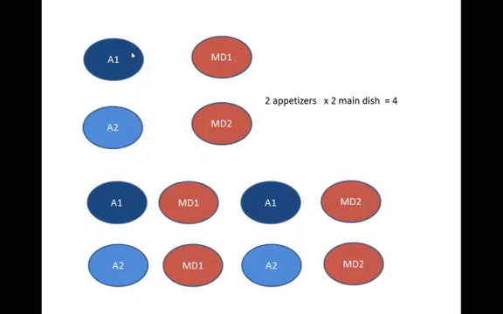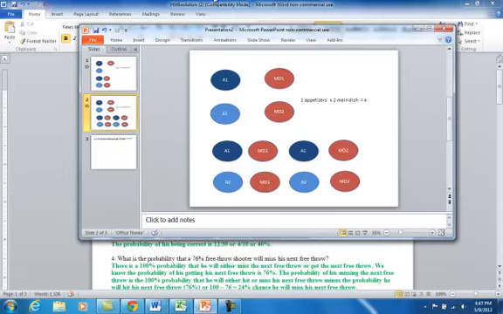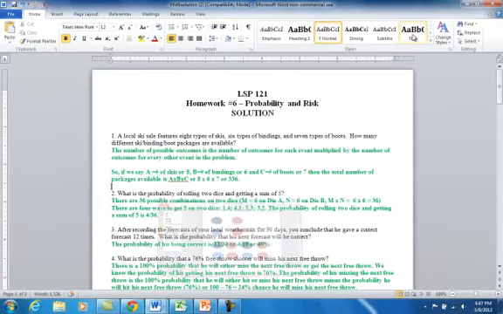So each of these elements, each appetizer, each thing that you are combining, has to touch every one of the other ones. That's why you have to multiply. So I hope that helps. Let's look at that. All right.